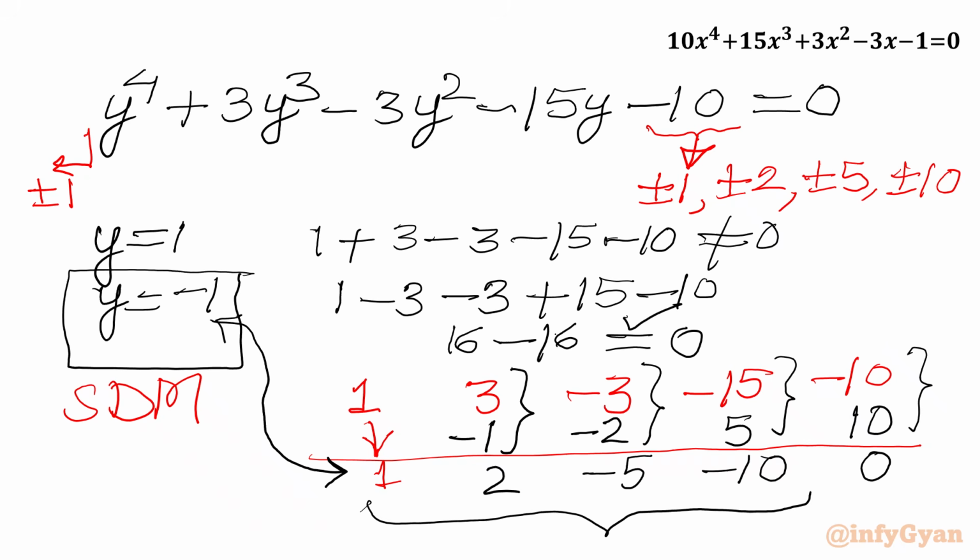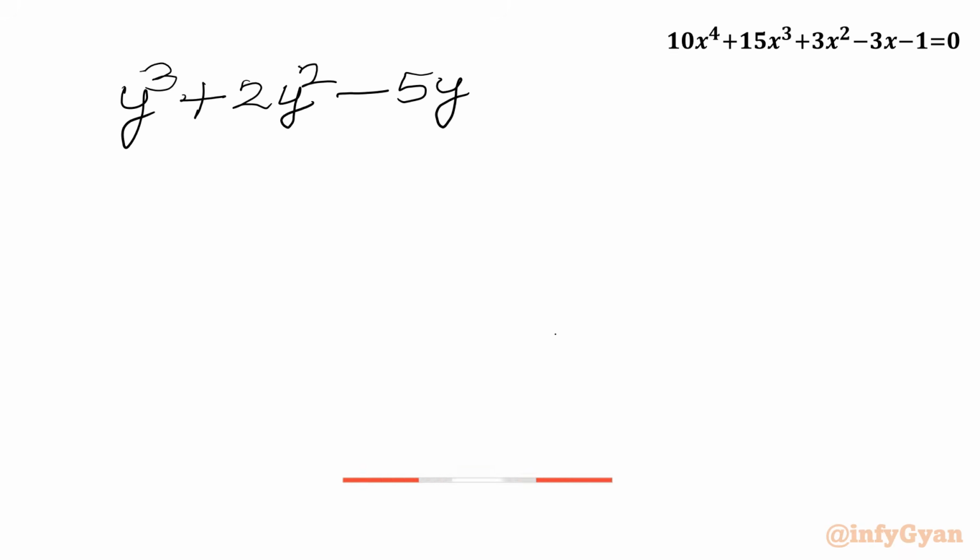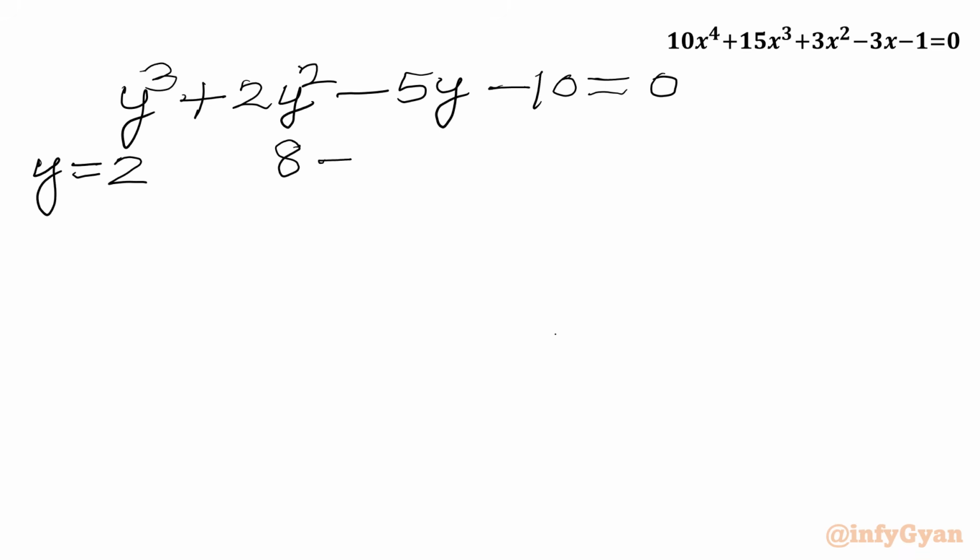The equation will become y cube plus 2y square minus 5y minus 10 equal to 0. Let's write and solve over here. Y cube plus 2y square minus 5y minus 10 equal to 0. I will check the equation at y equal to 2. So 2 cube is 8. 2 times 2 square is again 8. Minus 10. Minus 10. It is not satisfying our equation.